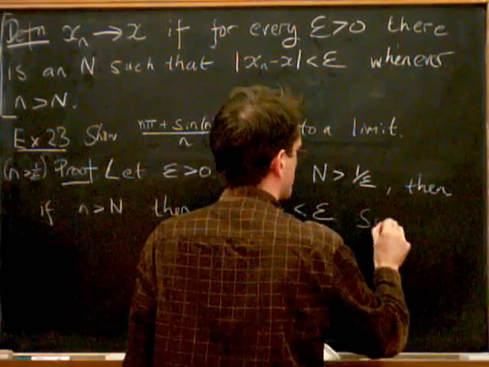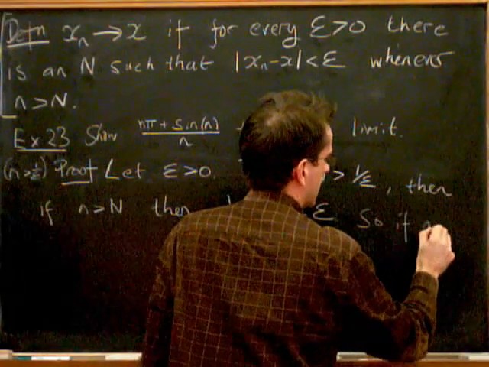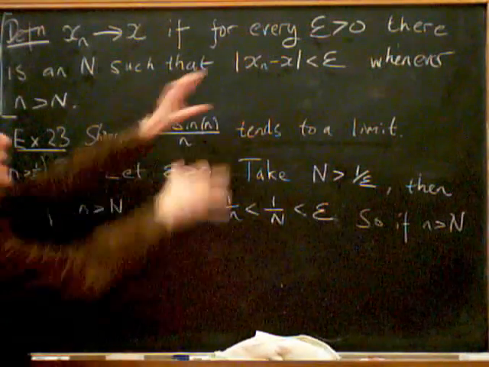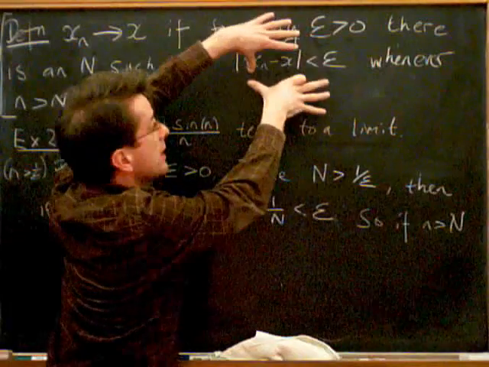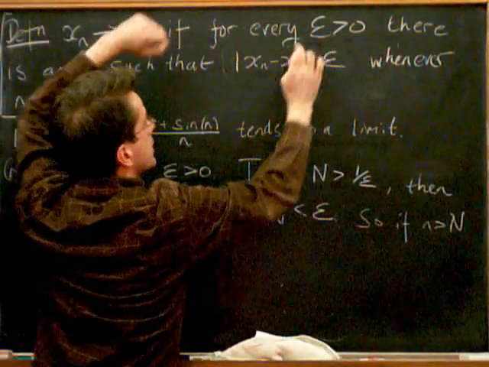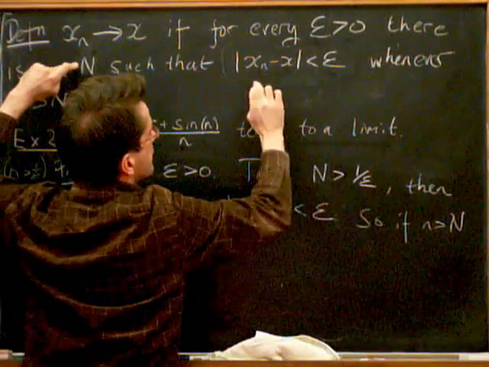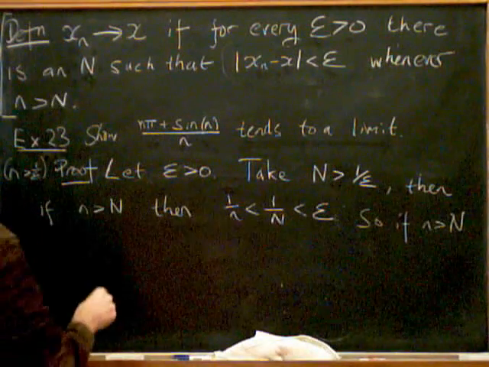So if n is bigger than big N, we need to show that this bit is true. Okay, so this is the bit we need to show. So for every n, we've stated what our big N is going to be, and we have to show that this is true. So let's just write it down.